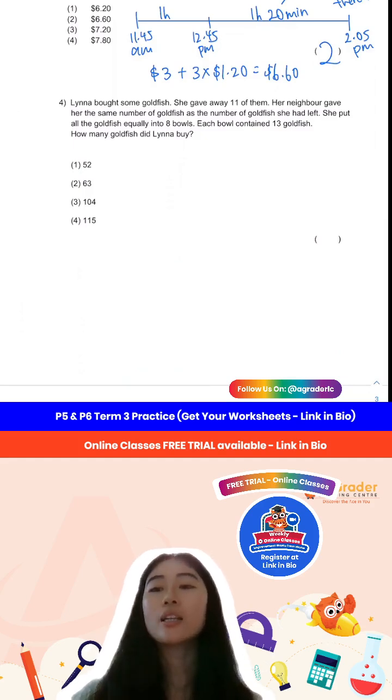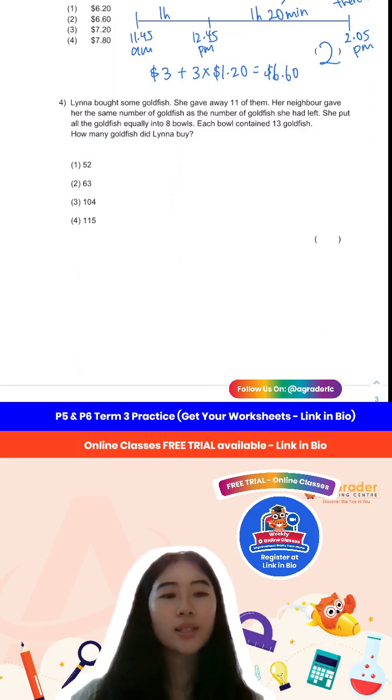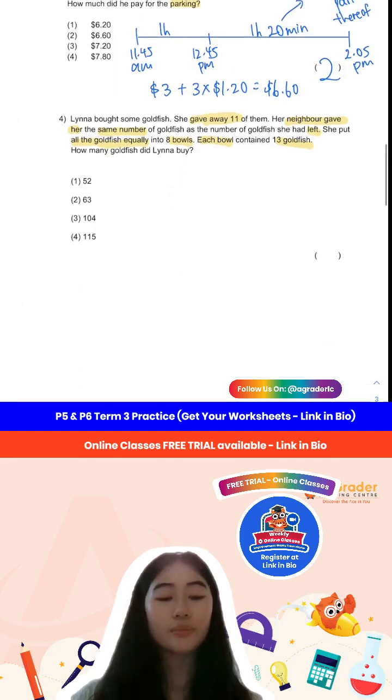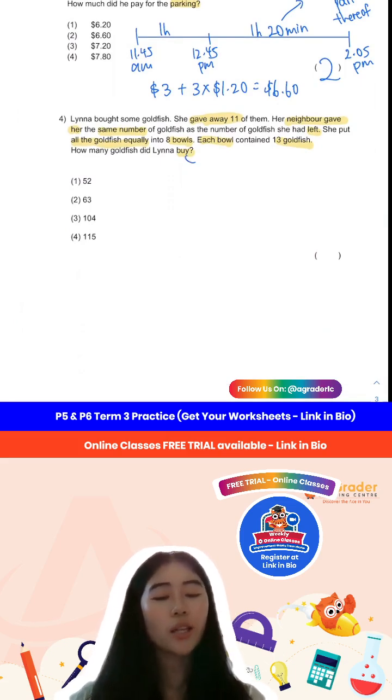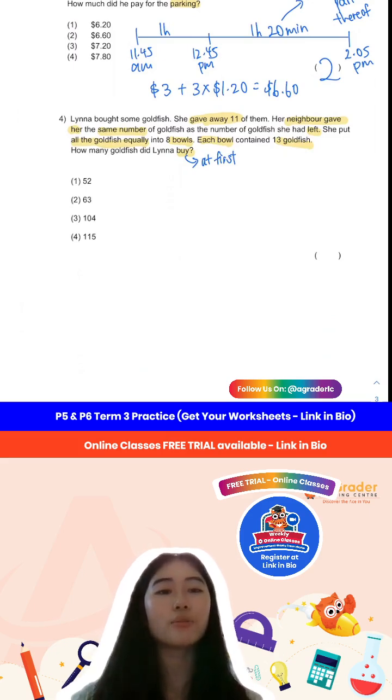Okay, so let's look at the next one. The next one says that Lena bought some goldfish. She gave away 11 of them. Her neighbor gave her the same number of goldfish as the number of goldfish she had left. She put all the goldfish equally into 8 bowls, and each bowl has 13 goldfish. So, how many goldfish did she buy? This question is asking you for the goldfish that she has at first, because at first she bought the goldfish. So they're asking you for at first.